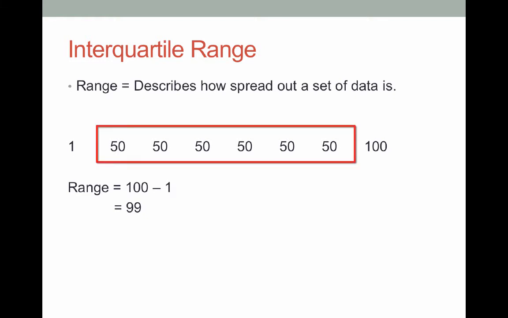But if we were just to look at that middle set of scores, the 50s, we would see that there's very little spread at all. In fact, no spread in that middle set of scores. In this case, the range is not a very good descriptor of how spread out our information is. In this case, we would use the interquartile range.